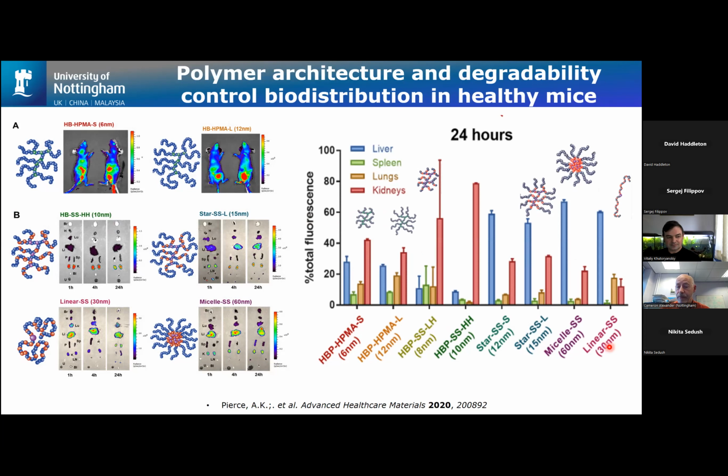Now, this linear polymer, in fact, probably assembled into aggregates as well, hence the 30 nanometer size. What was interesting were these two in the middle. You can see one which is around 10 nanometers and one around 12 nanometers. But one went predominantly to the kidneys and one went to the liver. So they looked pretty similar. One was a hyperbranched, one was a star, and yet their distribution was very different.